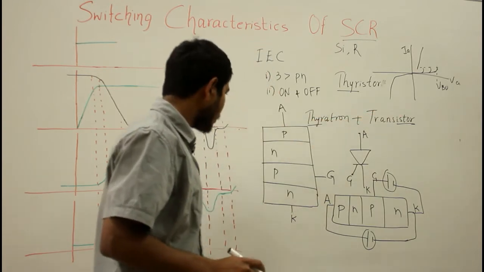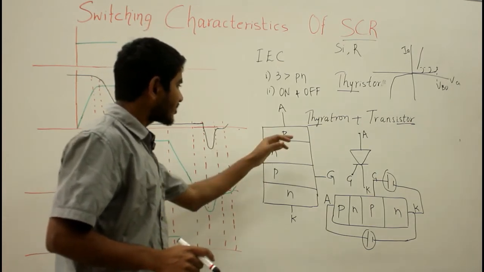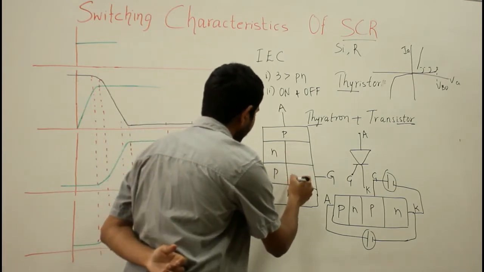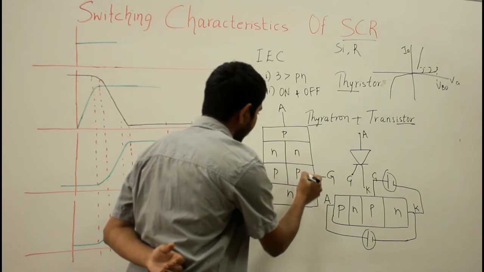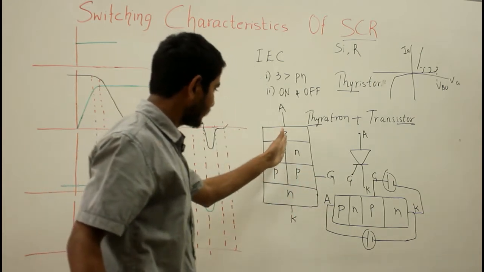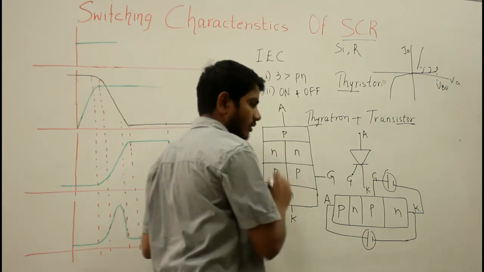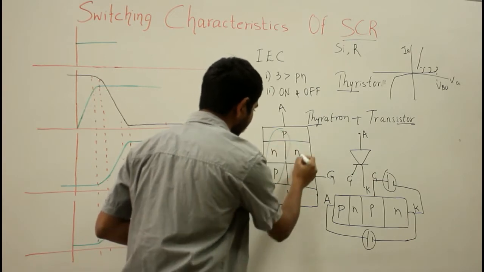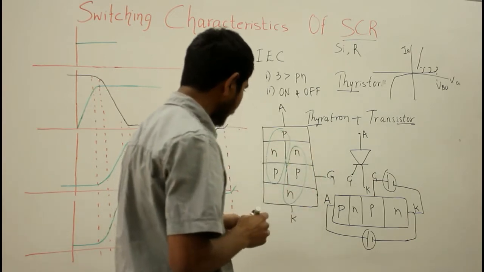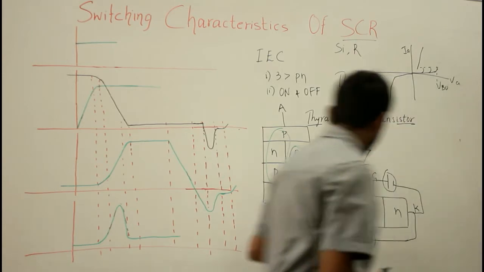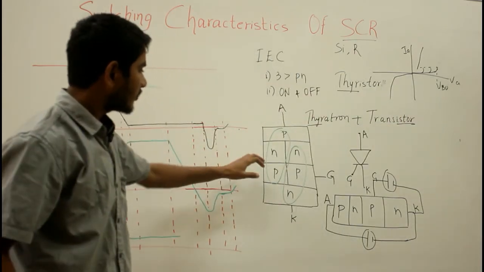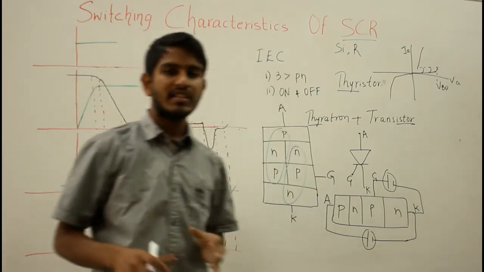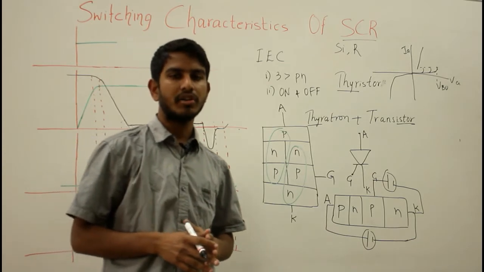The reason is, if you look at the layer structure of your SCR, the SCR can be made equivalent to two complementary transistors, PNP and NPN. If I bisect it in this way, I will get two complementary transistors. One transistor is PNP and the other transistor is NPN. Now, if you go through the working of the two transistor model, you will observe a regenerative action taking place due to the positive continuous feedback effect.